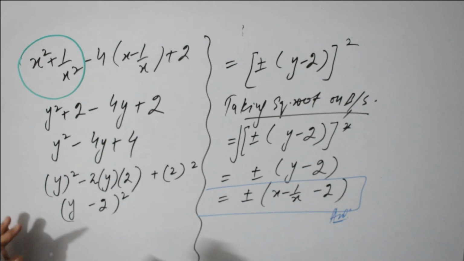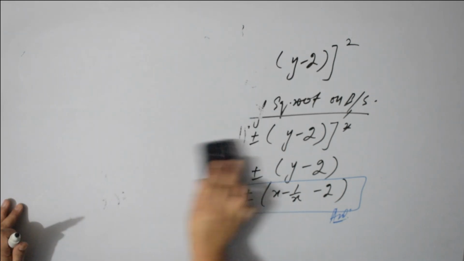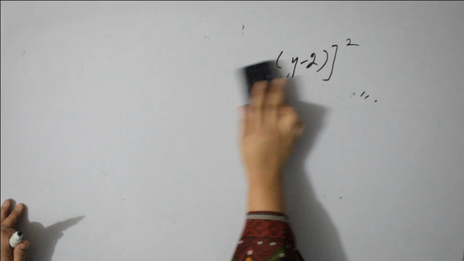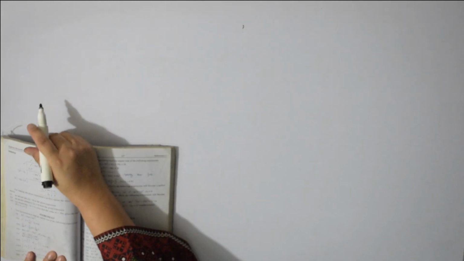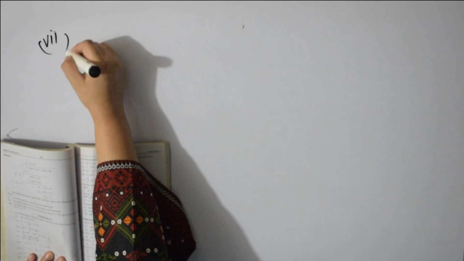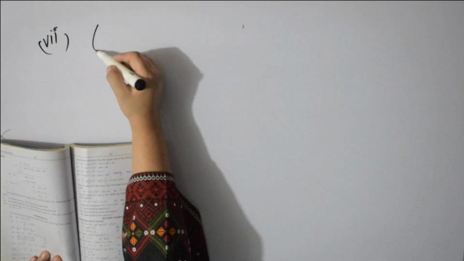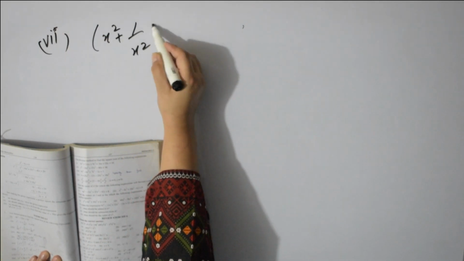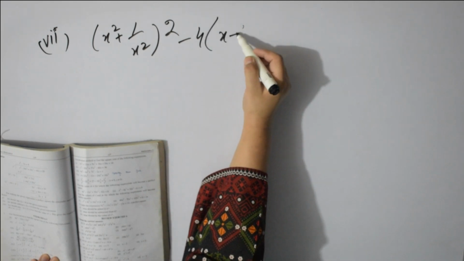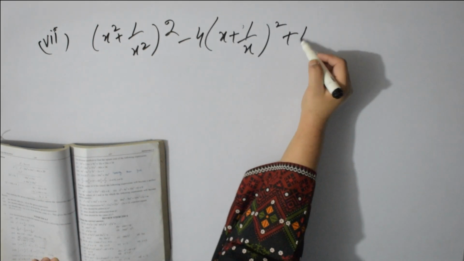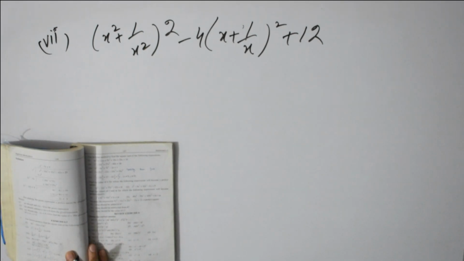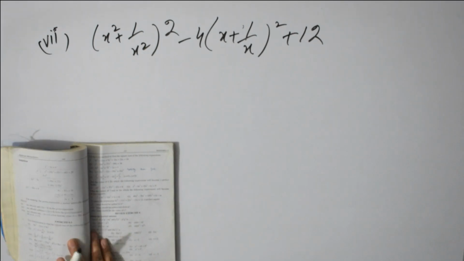Now next, it's the 7th part. The 7th part is, students, x square plus 1 upon x square whole square minus 4 into x plus 1 upon x whole square plus 12. Right, whole square minus 4 into x plus 1 plus 12.